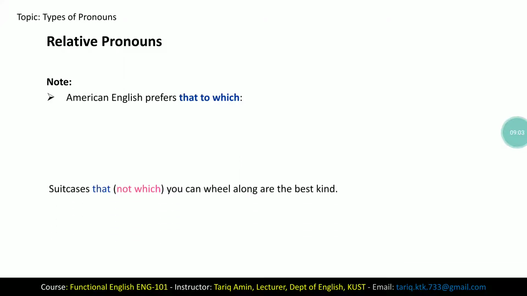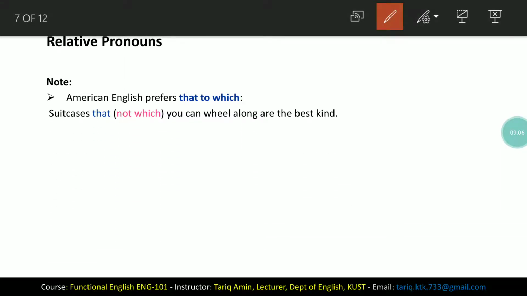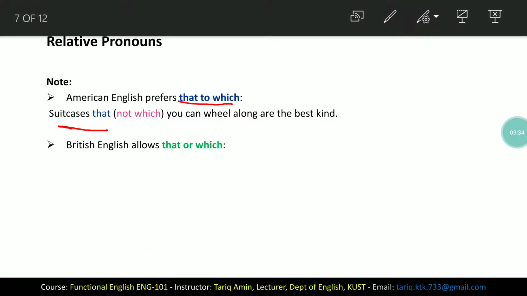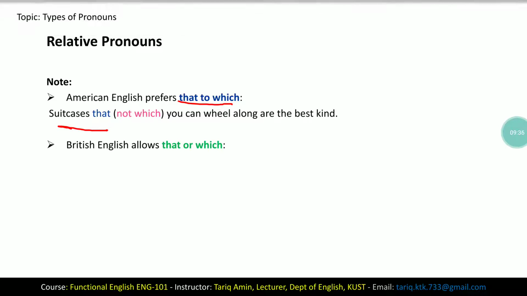But it must be noted that American English prefers that to which. For example, suitcases that you can wheel along are the best kind. In American English, you can't say suitcases which you can wheel, but you can say suitcases that you can wheel along are the best kind. American English prefers that to which, and British English allows the use of both that or which.